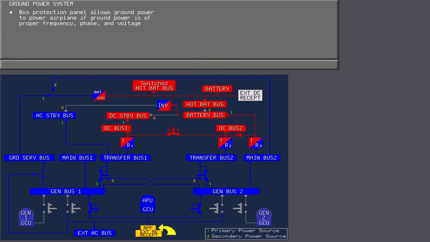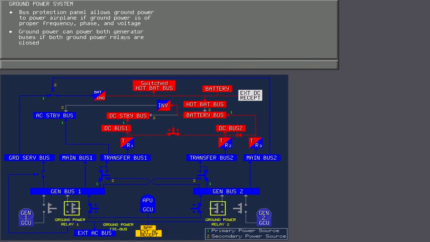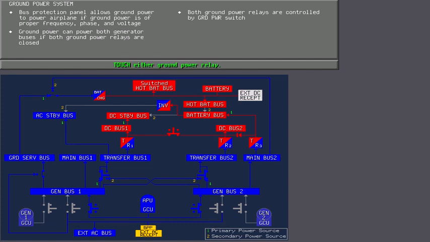The bus protection panel allows ground power to power the airplane electrical system only if ground power is of the proper frequency, phase, and voltage. Ground power can power both generator buses through the ground power tie bus if both ground power relays are closed. Both ground power relays are controlled by the ground power switch. Now touch either ground power relay to power the electrical system using ground power.